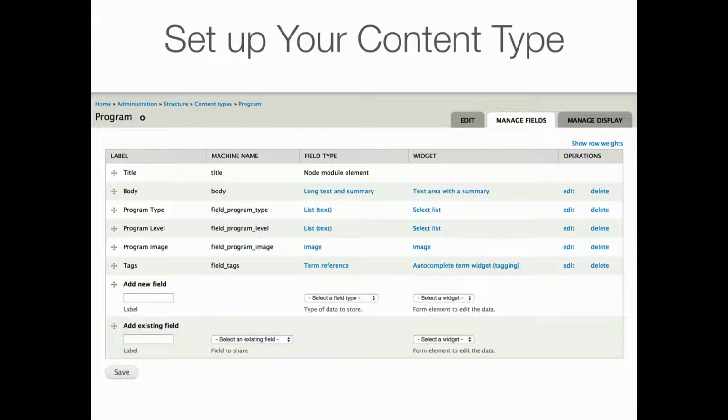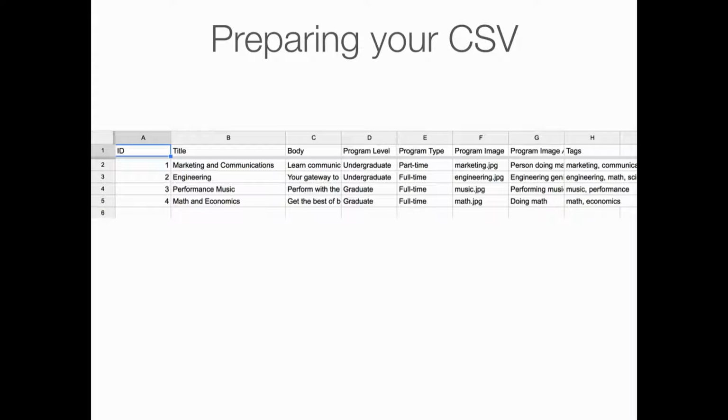And then the next step is to set up your content type. So here I have a set of program content, and for each program I have a title, a body, a program level, so undergraduate or graduate, a program type, an image. The image has an alt text too, so I'm going to have to migrate that in, and then some tags, so that's going to use a taxonomy field. The actual site I did this for had a bunch more fields, but this is just a simplified version.